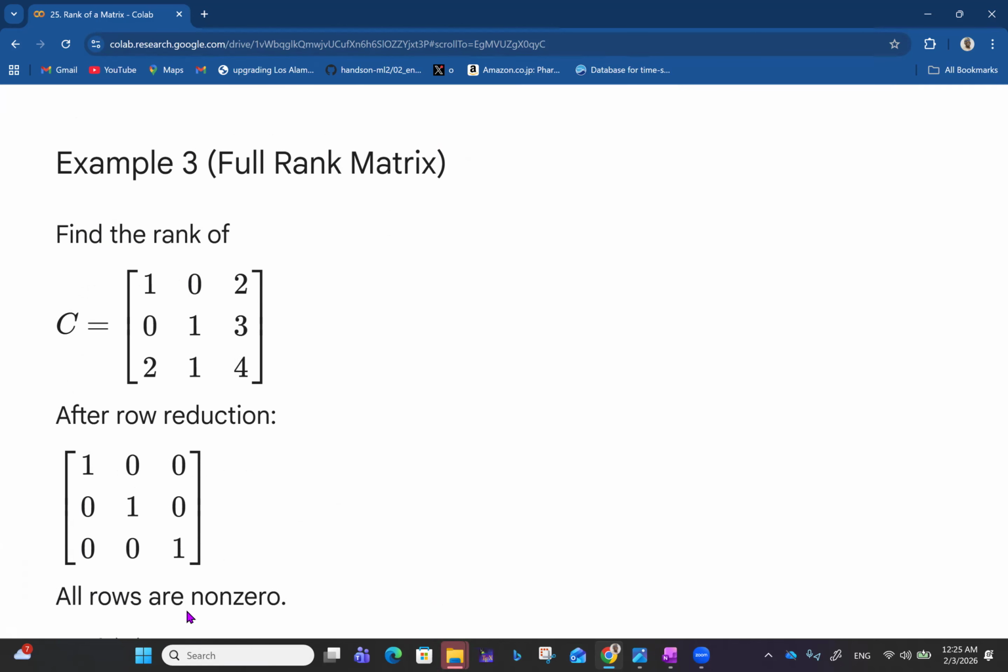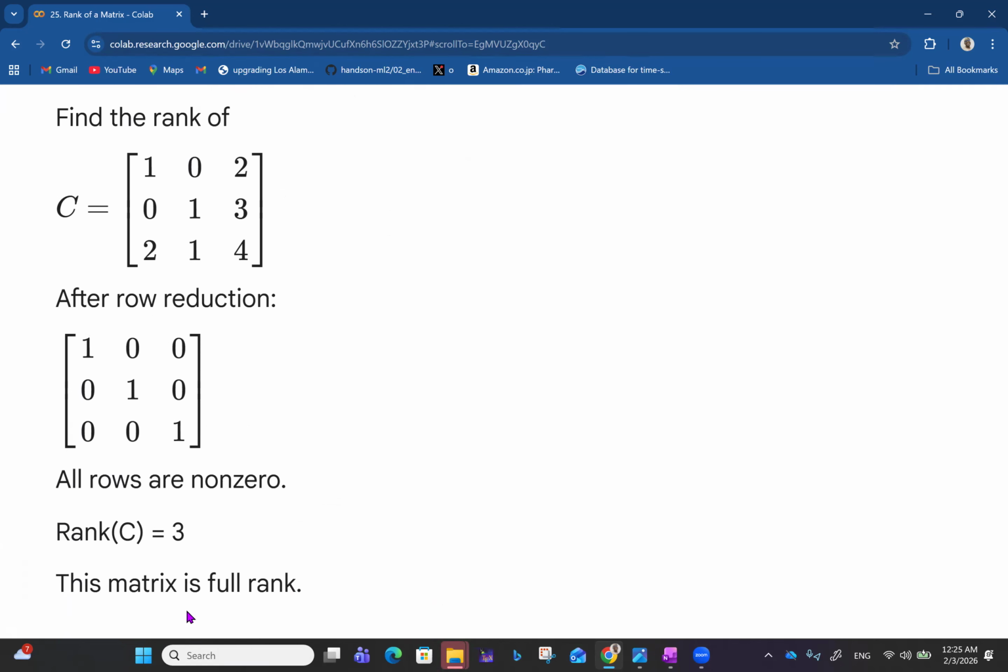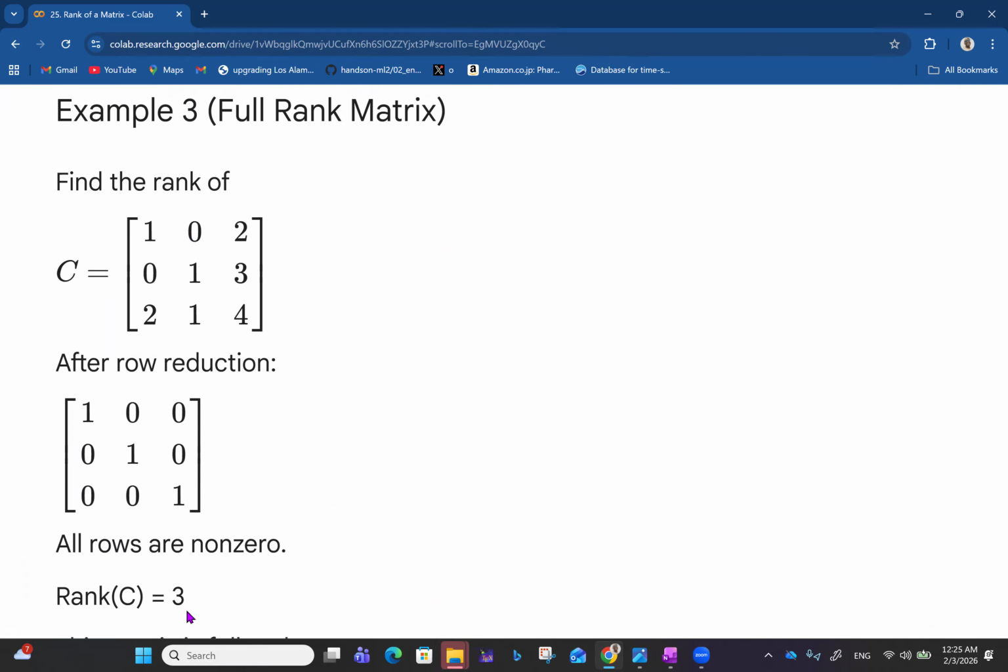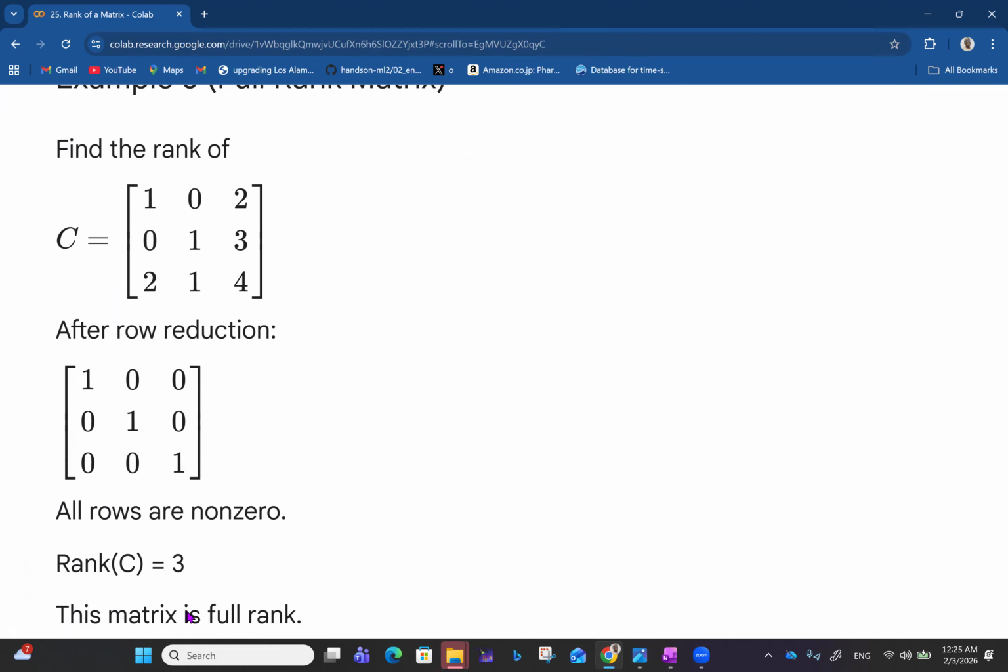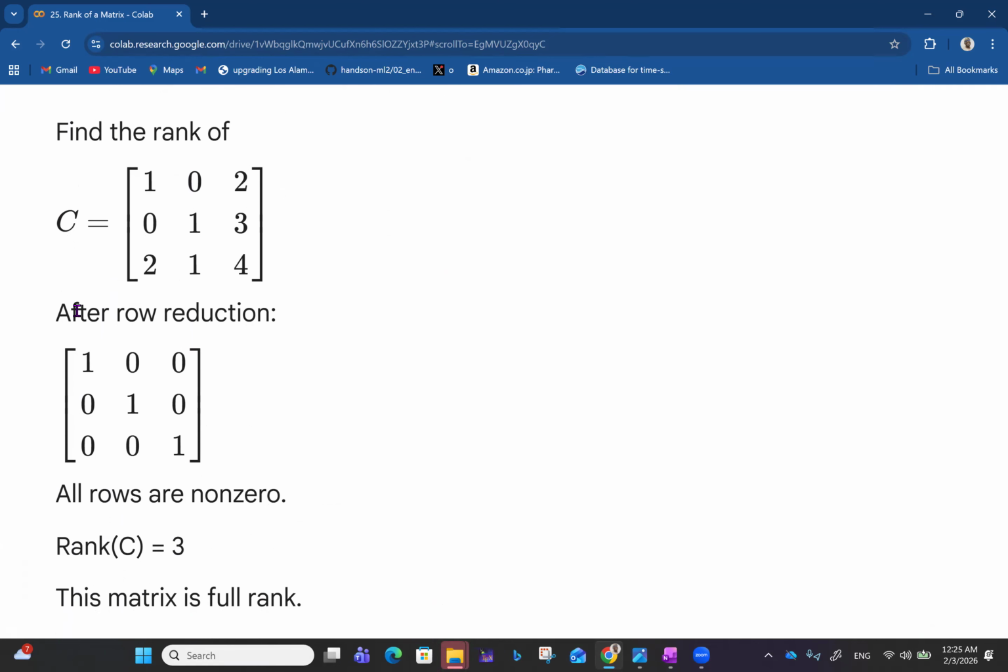Now, let's talk about a full rank matrix. That is where all the rows are non-zero. In that case, you can get a closed solution. So you can get a fixed solution like that, not infinitely many solutions or even no solution.